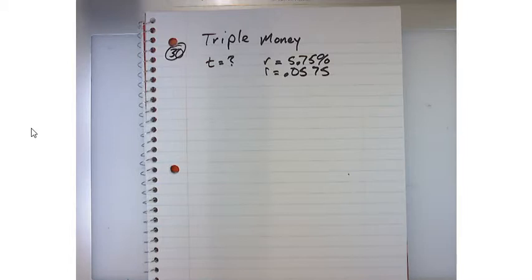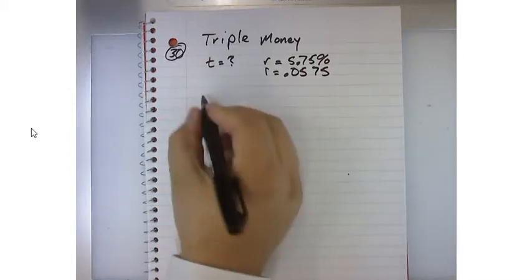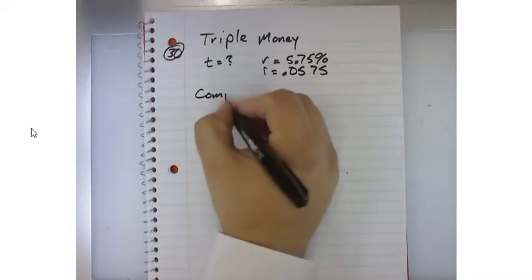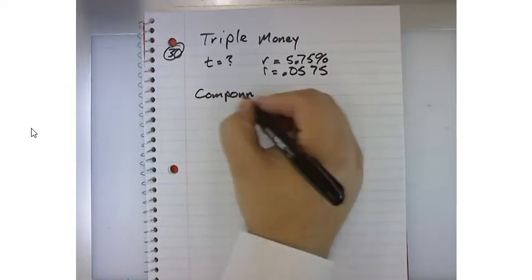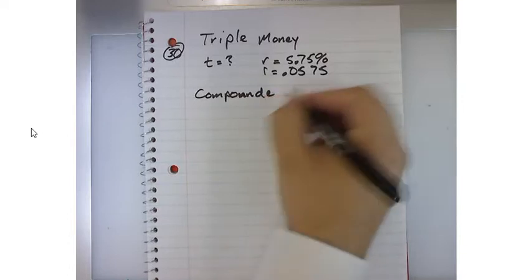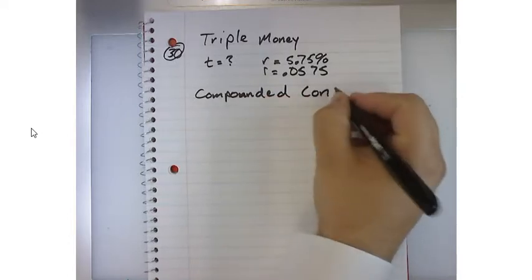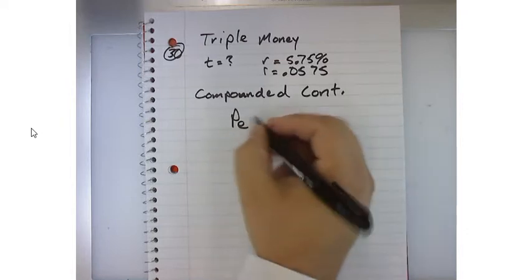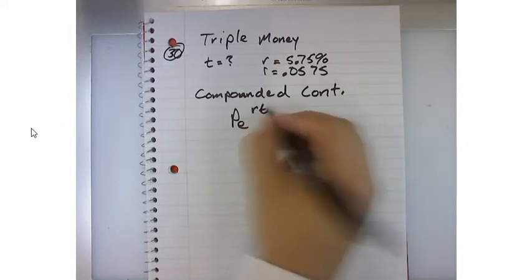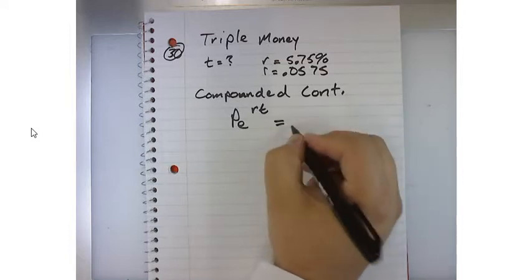It says, determine how much time is required for an investment to triple in value if the interest is earned at a rate of 5.75% compounded continuously. So whenever we see compounded continuously, then we always use that. I call it the PERT formula, but P stands for principal. This is Euler's number e raised to the rate times time, and that gives you the amount that you end up with.